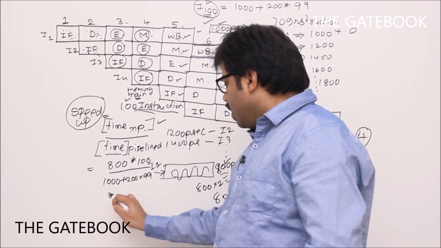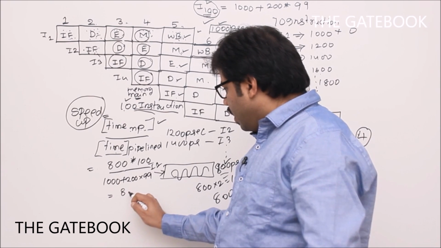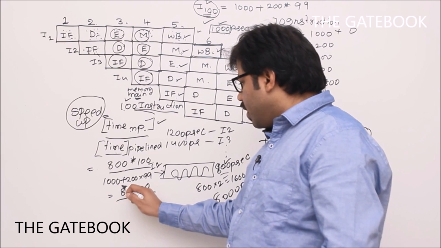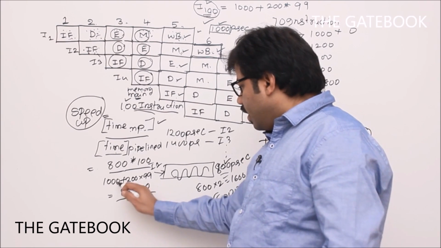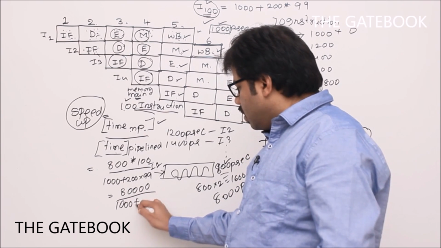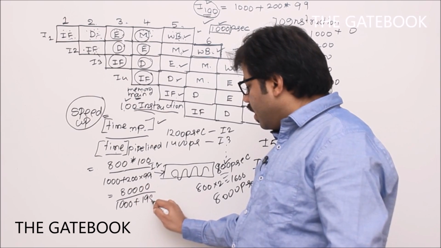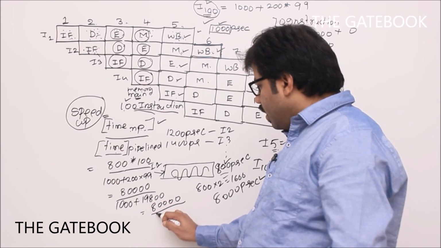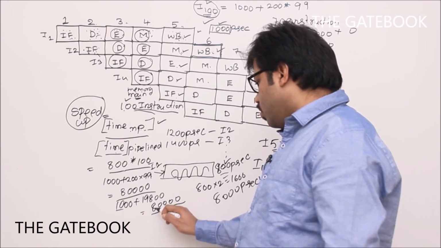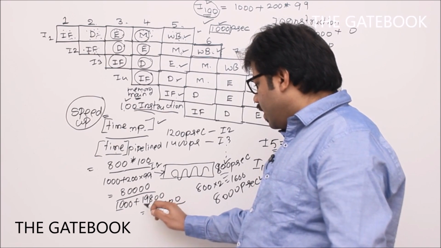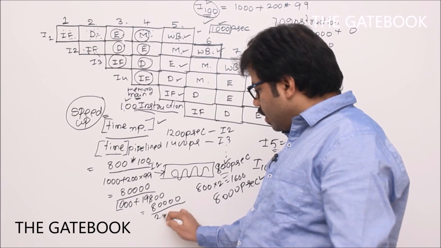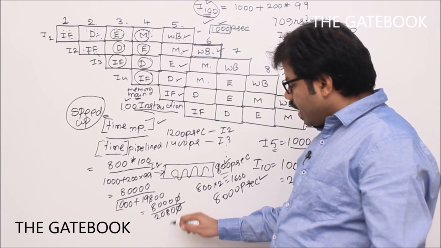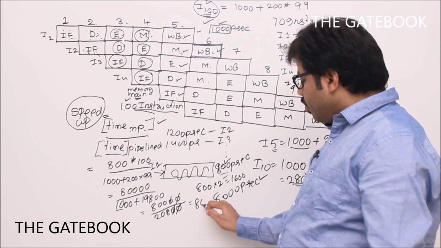Let us simplify it. 800 into 100 is 8 into 10 to the power of 4, divided by 1000 plus 200 into 99. 99 twos are 198, so 19,800. It becomes 80,000 by 19,800 plus 1000. Is it not 20,800? Yes. If I simplify it, the zeros will get cancelled, so it will be 800 by 208.